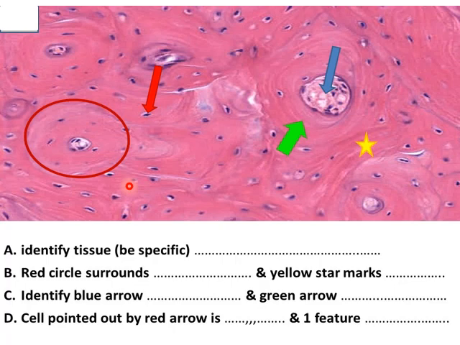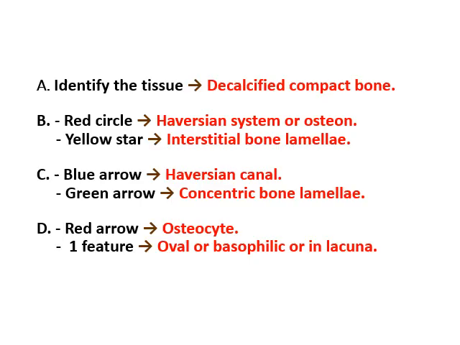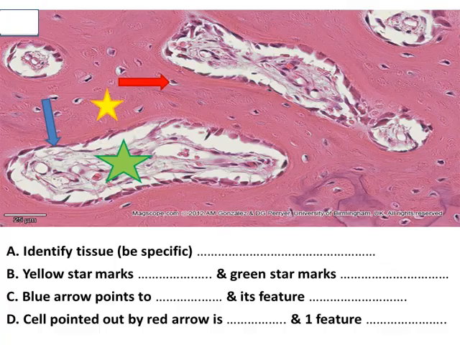Again, this is decalcified compact bone. Again, it's easy. This is the Haversian system. This is the Haversian canal, concentric bone lamellae. This is the osteocyte, and this is the interstitial bone lamellae. We can ask, as I told you before, the visible feature of identification for the whole slide or a certain cell.